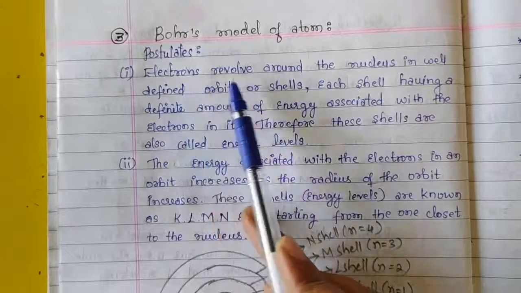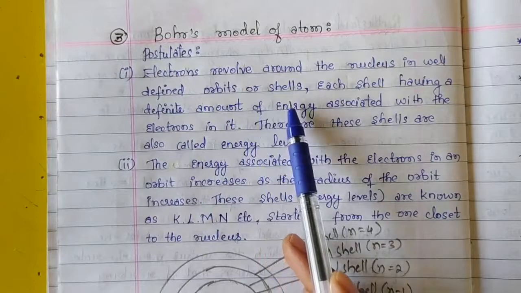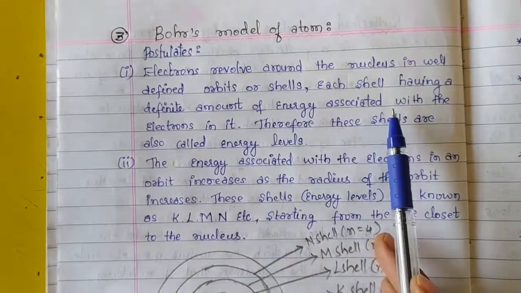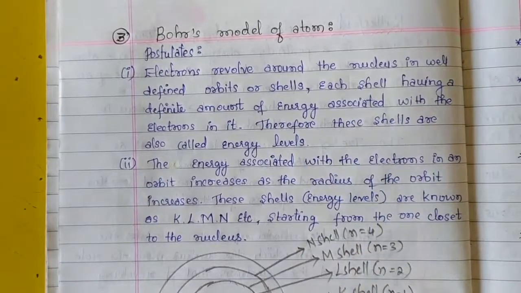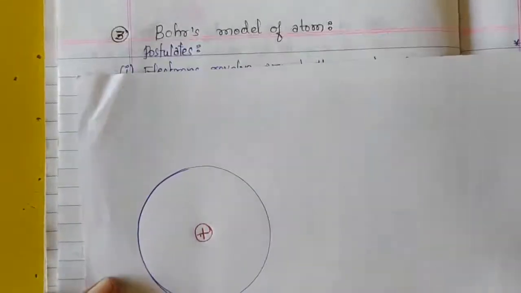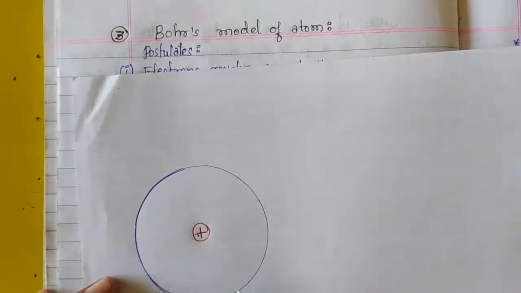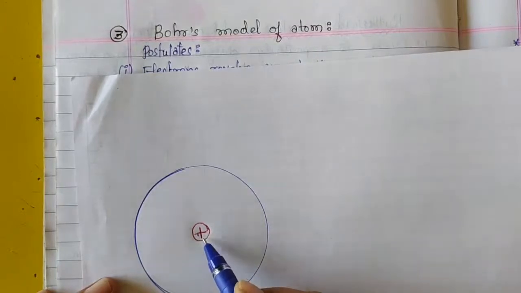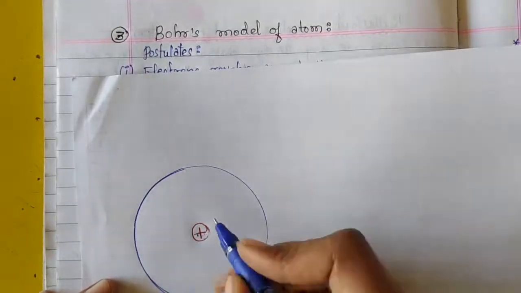First one, electrons revolve around the nucleus in well-defined orbits or shells. Each shell has a definite amount of energy associated with the electrons in it. Therefore, these shells are also called energy levels. Children, see here, according to this Bohr's model of an atom, inside the atom, the nucleus is present at the center. See here, this is the nucleus. This is the atom and at the center the nucleus is present.